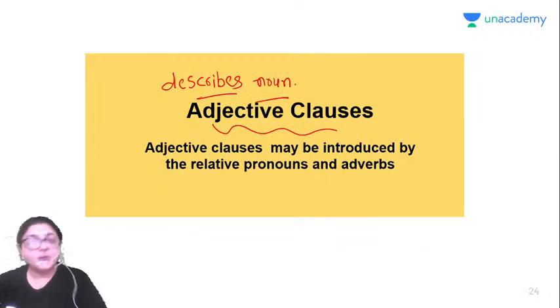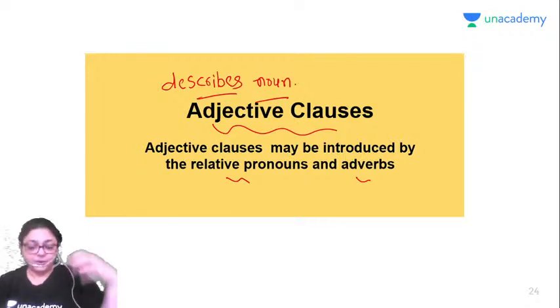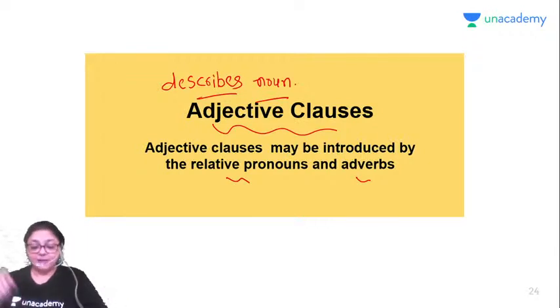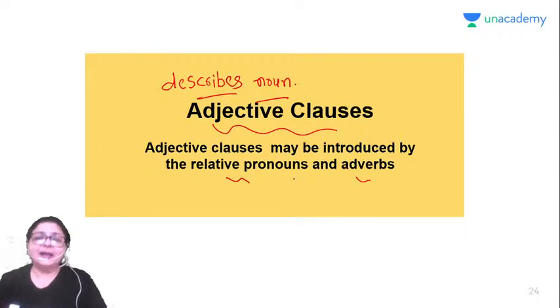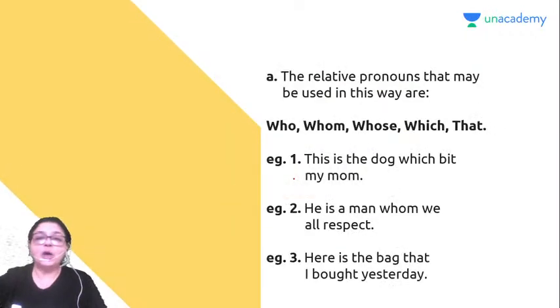Okay, an adjective clause may be introduced by relative pronouns and adverbs. Yes, they can be introduced by relative pronouns. We have done what relative pronouns and adverbs are. Yes, we all know what adverbs are also. Just the way a noun is described by an adjective, verbs are described by adverbs. So now, what are we going to do? We are going to understand the relative pronouns that may be used. What are my relative pronouns? Who, whom, whose, which, that.